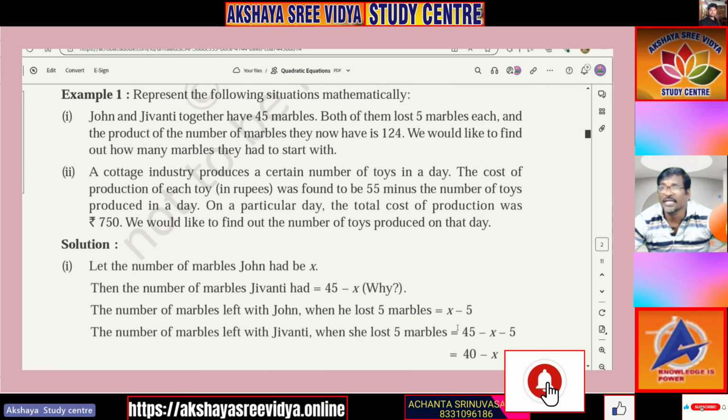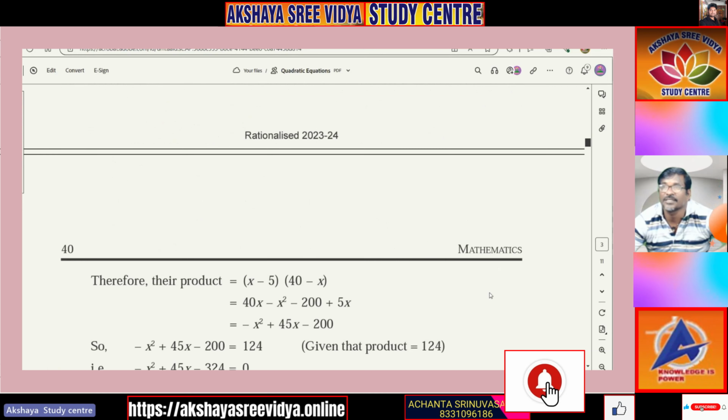The number of marbles left with John when he lost 5 marbles is x minus 5. Jivanti had 45 minus x. Therefore, the number of marbles left with Jivanti when she lost 5 marbles is 45 minus x minus 5, which is 40 minus x.